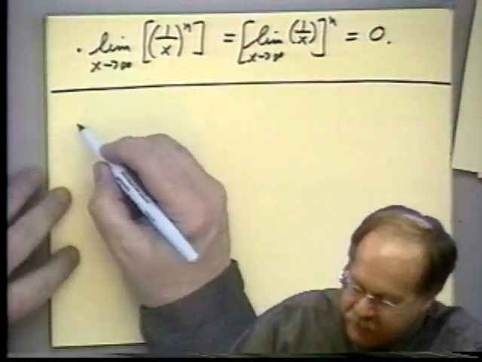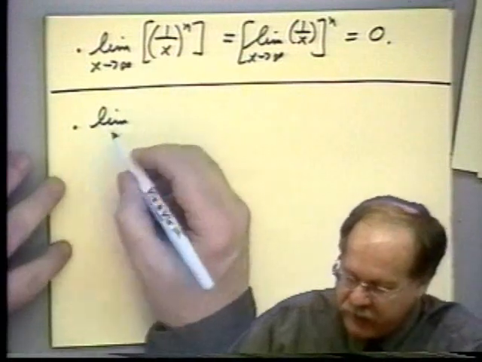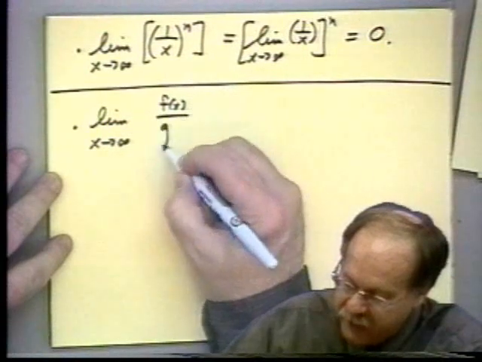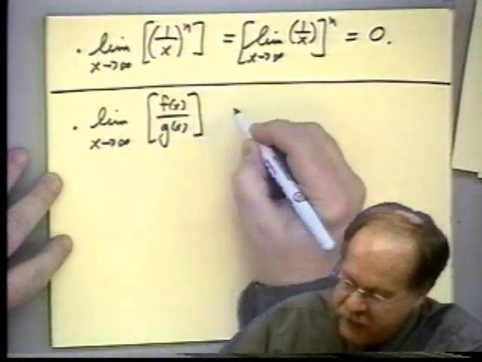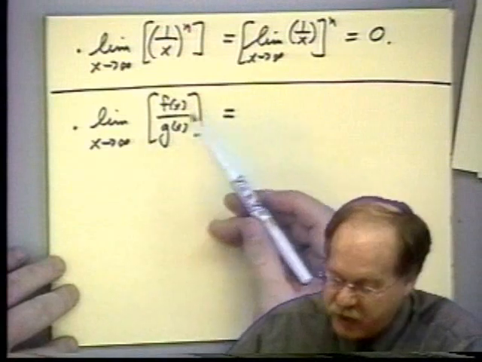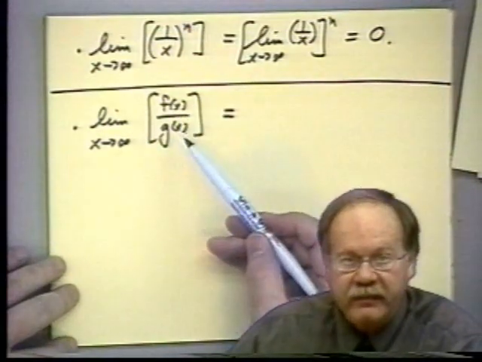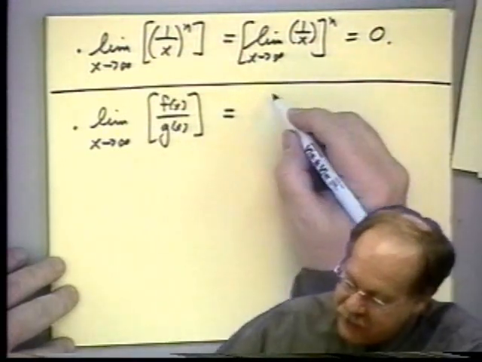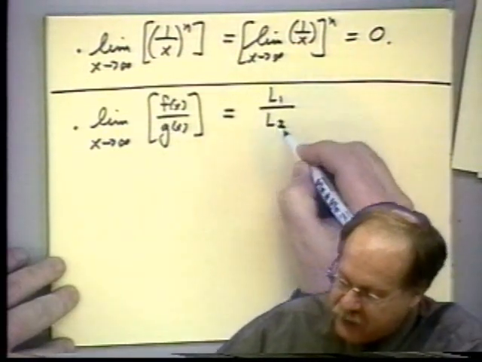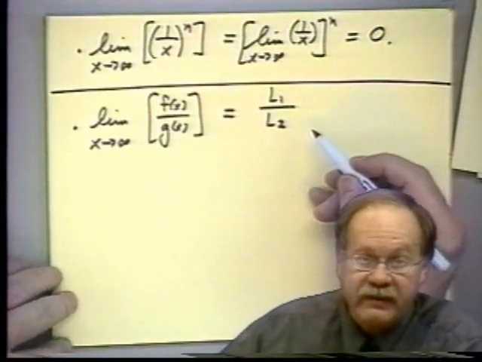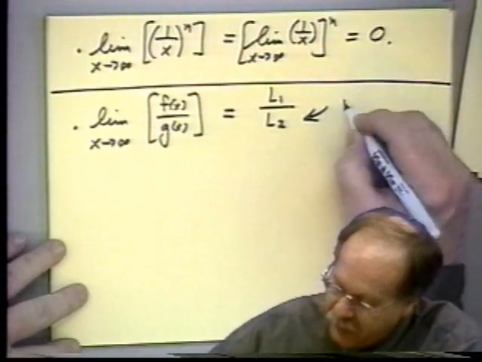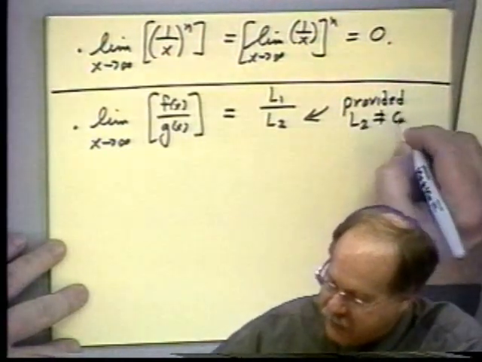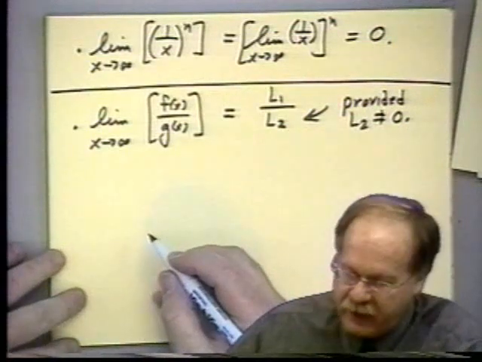Now, let's go on and finish our arithmetic operations here. The limit as x approaches infinity of a quotient, we haven't done that one yet, is, just as in the case of multiplication, the limit of the top over the limit of the bottom. So the limit of the quotient becomes the quotient of the limits. And in this case, the upper limit is L1 and the bottom limit is L2. Now here, of course, we have to have the usual proviso, provided that L2, the denominator, is not 0, because we can't divide by 0.